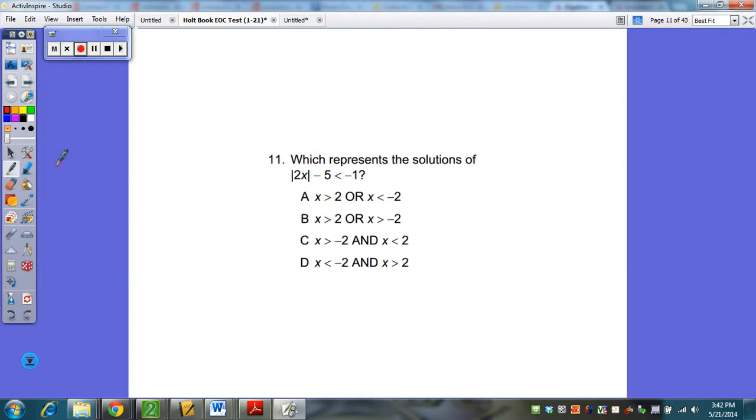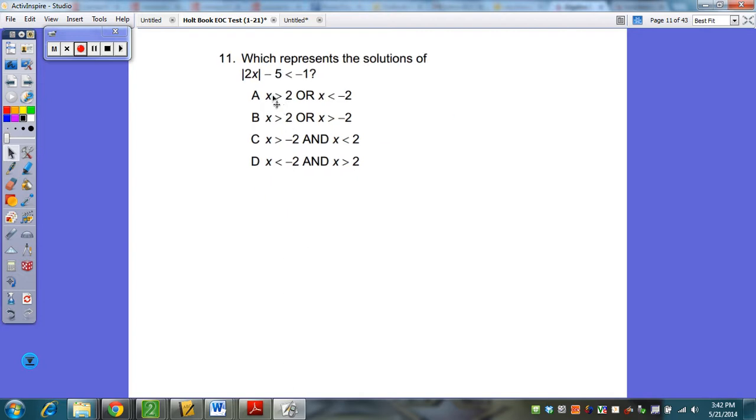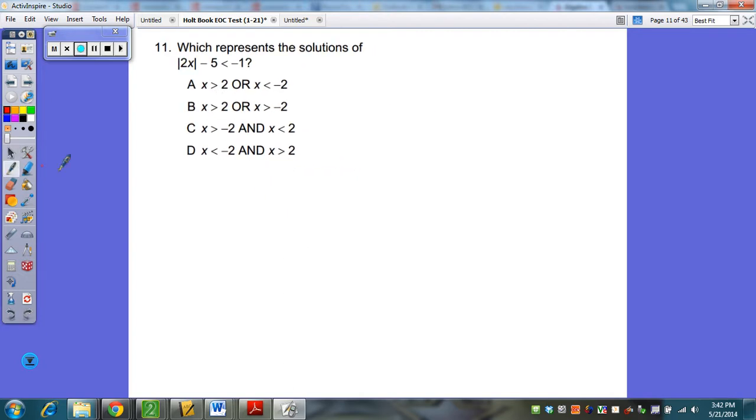Next. All right, so again, same thing. We have an absolute value here, okay? But this time, instead of having an absolute value equality, we have an absolute value inequality, which is less than. So again, key to remember. If I see a less than and an absolute value, less than is the conjunction and. Greater than is the conjunction or.